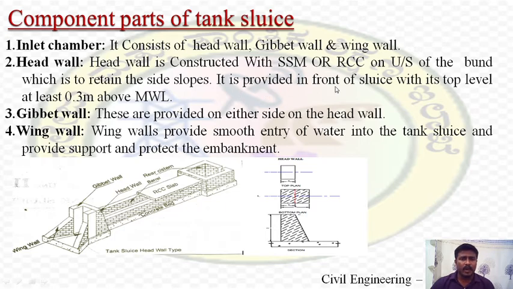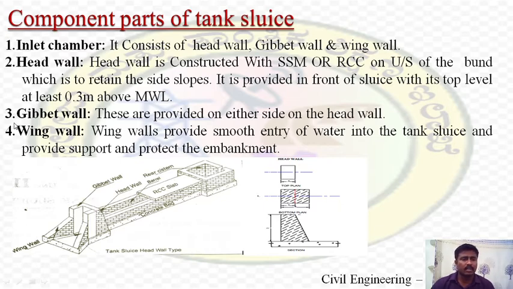It is provided in front of a sluice. Here is the front side of the sluice. The top surface of the edge wall should be 0.3 meter above the maximum water level, or at least equal to the maximum water level.